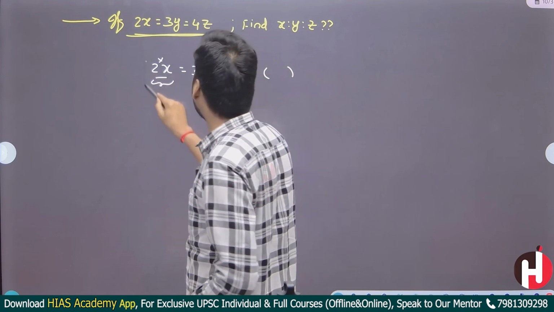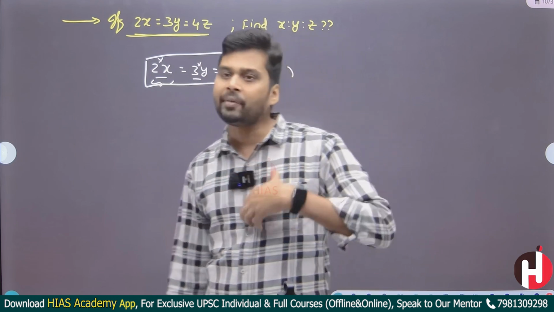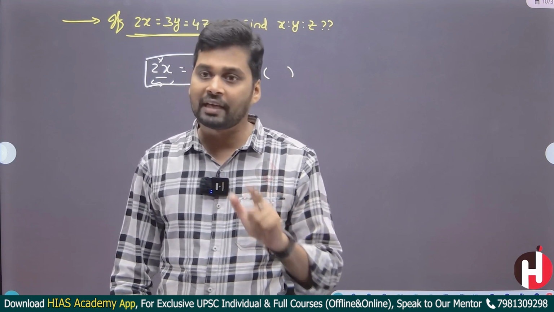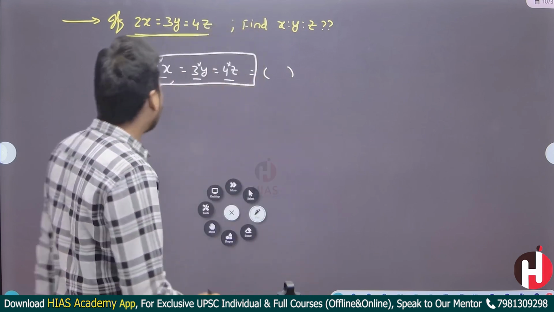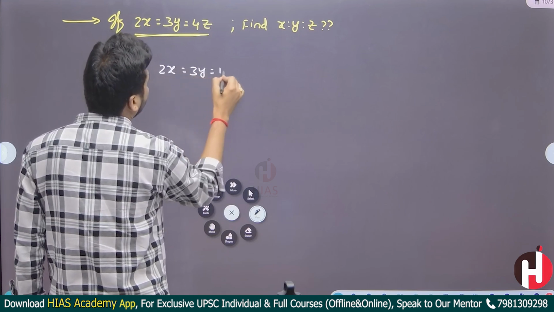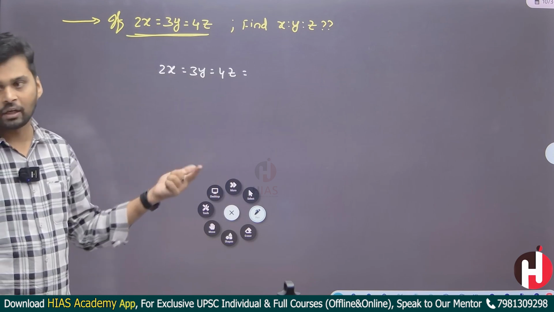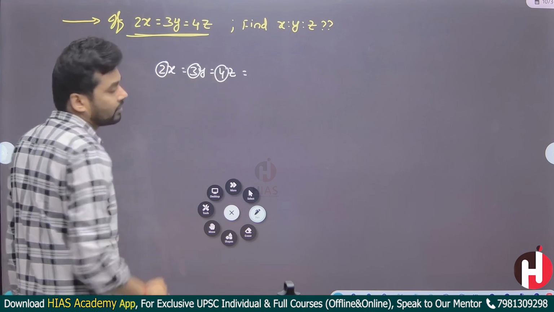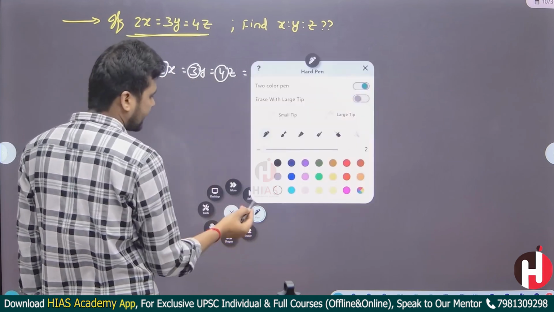So what is the given condition here? 2x is equal to 3y is equal to 4z. These three values are the same, and can be taken as any number, but it is always advisable to take the LCM of those numbers, because the calculation part will be easy. I am equating each term to the LCM of the numbers. What is the LCM of 2, 3, 4? It is 12.